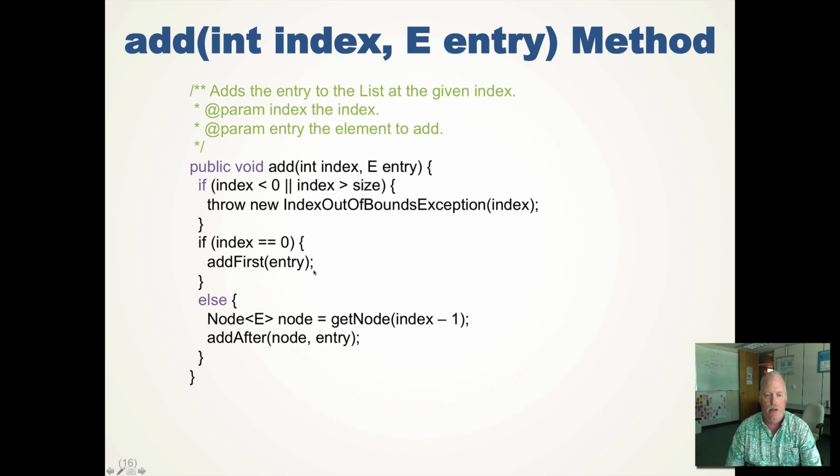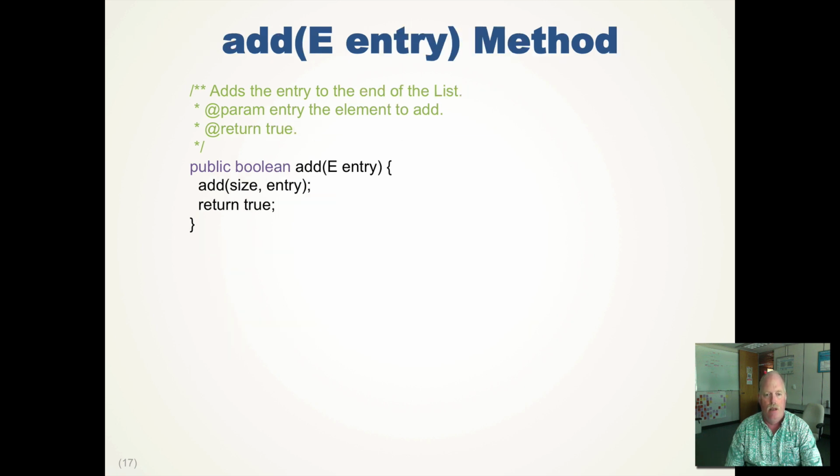We call our helper method addFirst, given the entry. The size will be incremented. We've added to the head. Else, we want to traverse the list until we get to the one before where we want to insert the node. And so we do an add after the node that is one before the index and the entry. So we've added a new node, and we've incremented the size, and we're done. Add means add at the end. We simply call the add, and we provide the index of size, the entry, and we return true.